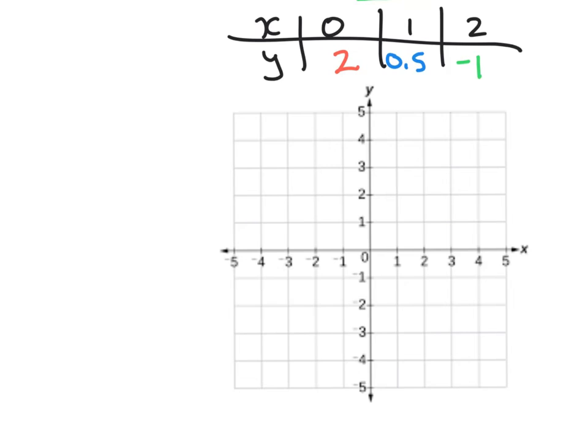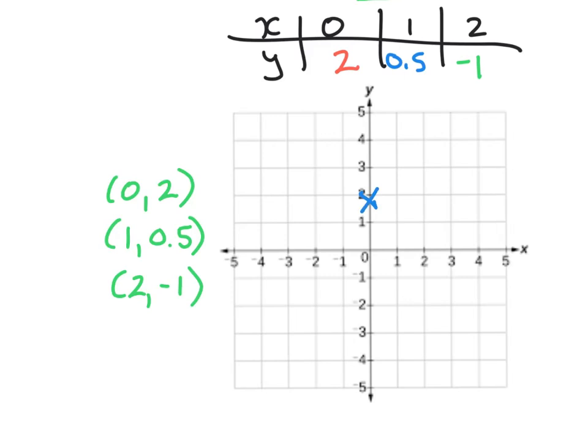Now I can plot the points. When x is 0, y is 2. When x is 1, y is 0.5. When x is 2, y is negative 1. 0 across, 2 up. 1 across, a half up. And 2 across, minus 1 down. I then join these points with a nice straight line using a ruler and label my equation. Y equals negative 1.5x plus 2.